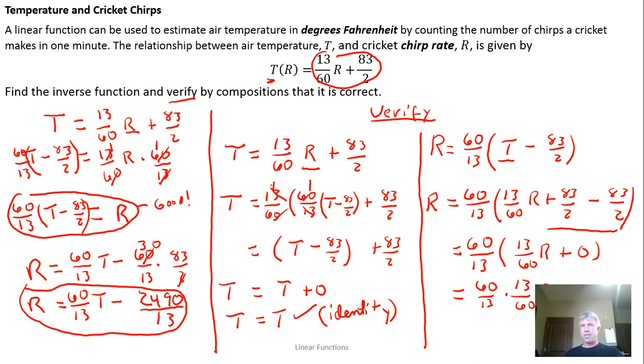And now we have 60 over 13 times its reciprocal, 13 over 60. And anytime we multiply a number by its reciprocal, we get 1. So we get just 1r, which is just r. And we bring the r down from the left. We get r equals r, so it checks. We've gotten an identity. And that's how you verify by compositions that you have the correct inverse function. You should get t equals t, r equals r, and we're done.